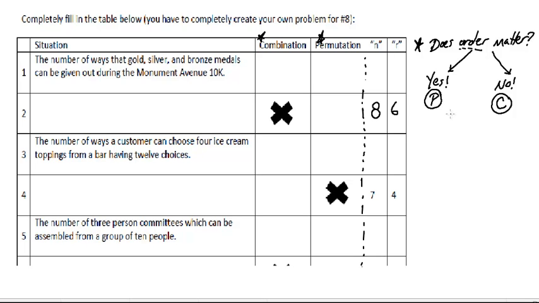The next thing we would talk about here is n versus r. Well, n is the number of objects, and these objects can be people, these objects can be toppings, these objects can be whatever. And r is the number of selections.